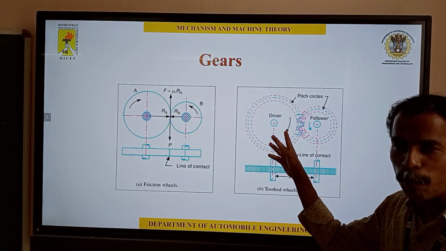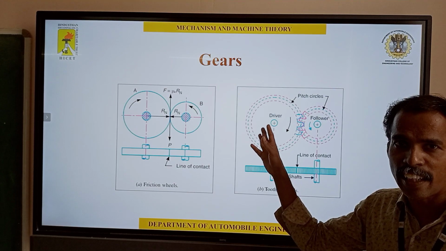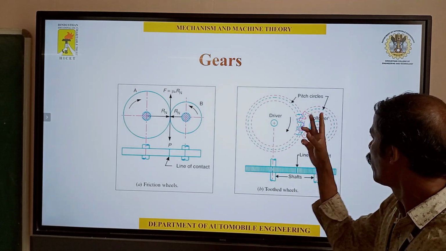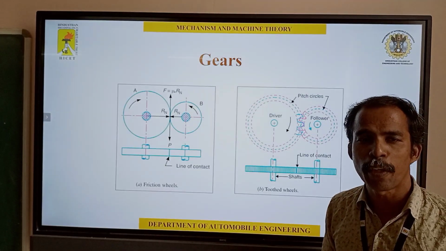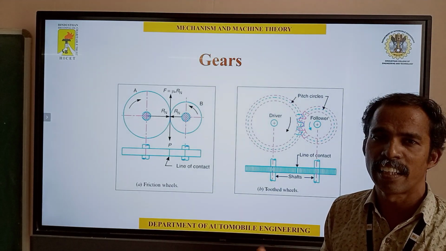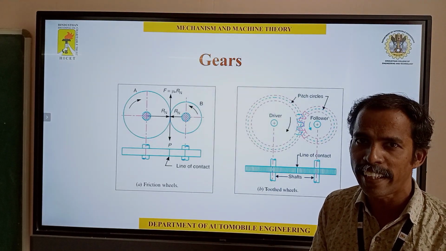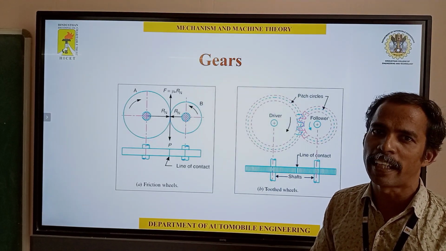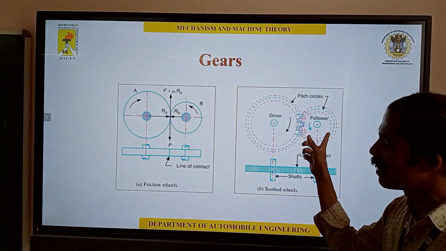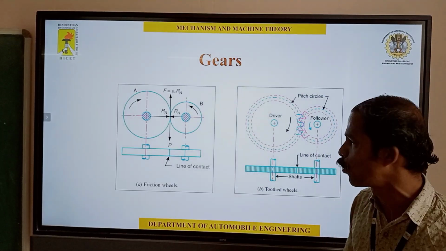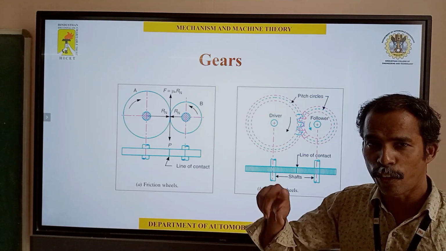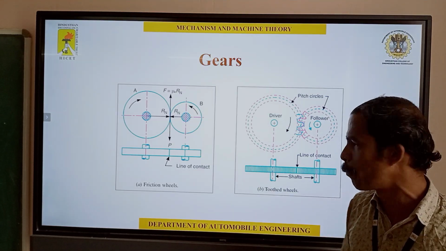Of the gears, one is called the driver, which receives the power, and the other is called the follower. Follower means driven wheel. The driver rotates and the driven is rotated by the driver. These gears are in external contact, so the direction of rotation will be opposite.